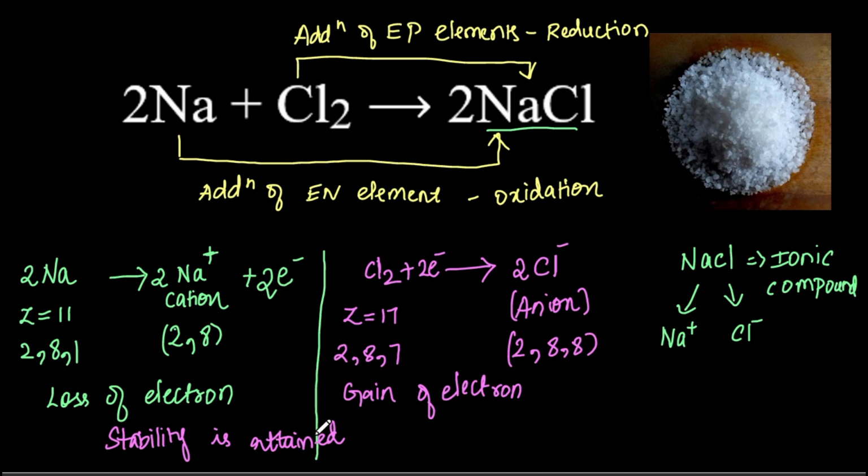So, in both the cases, in order to attain stability, some reaction is taking place. In case of sodium, it is loss of electron. In case of chlorine, it is gain of electron. Now, let us compare this with the redox reaction.